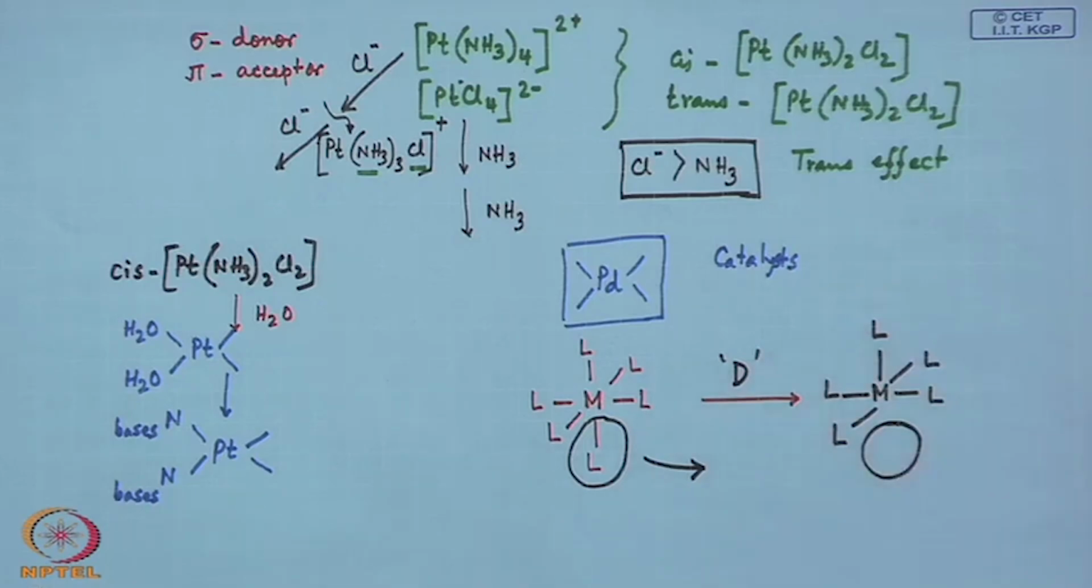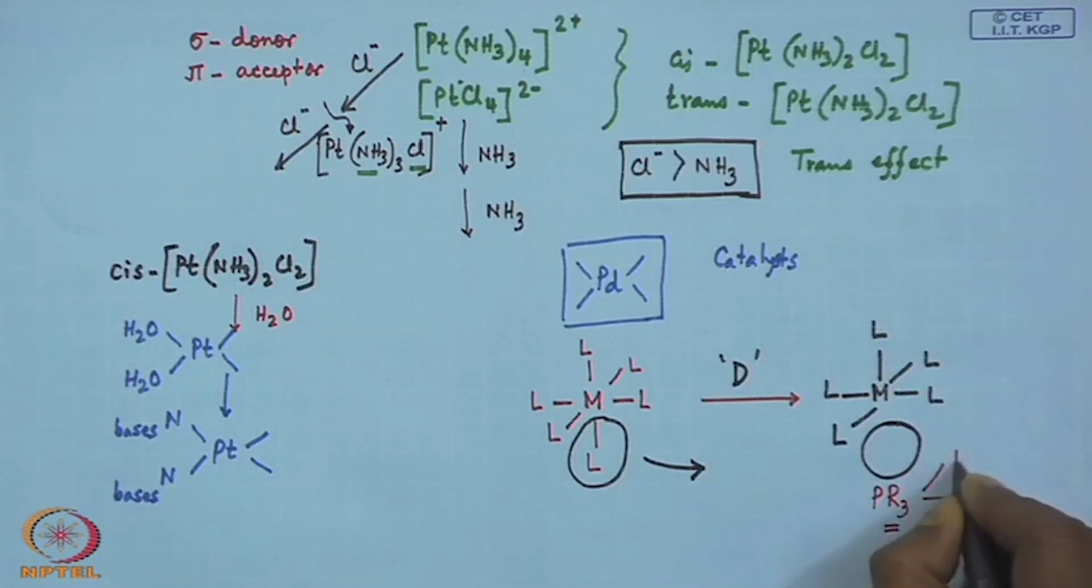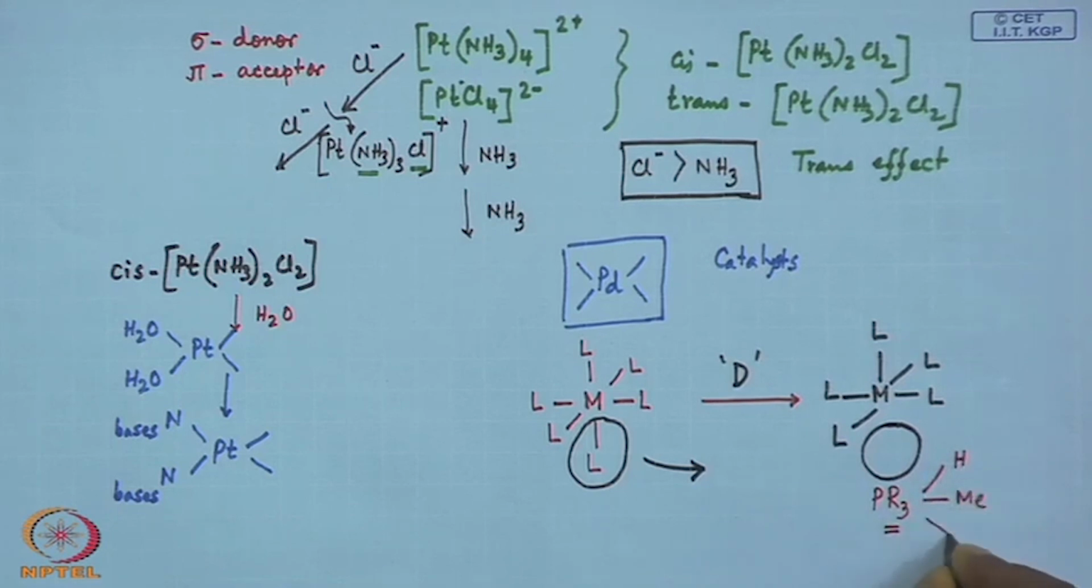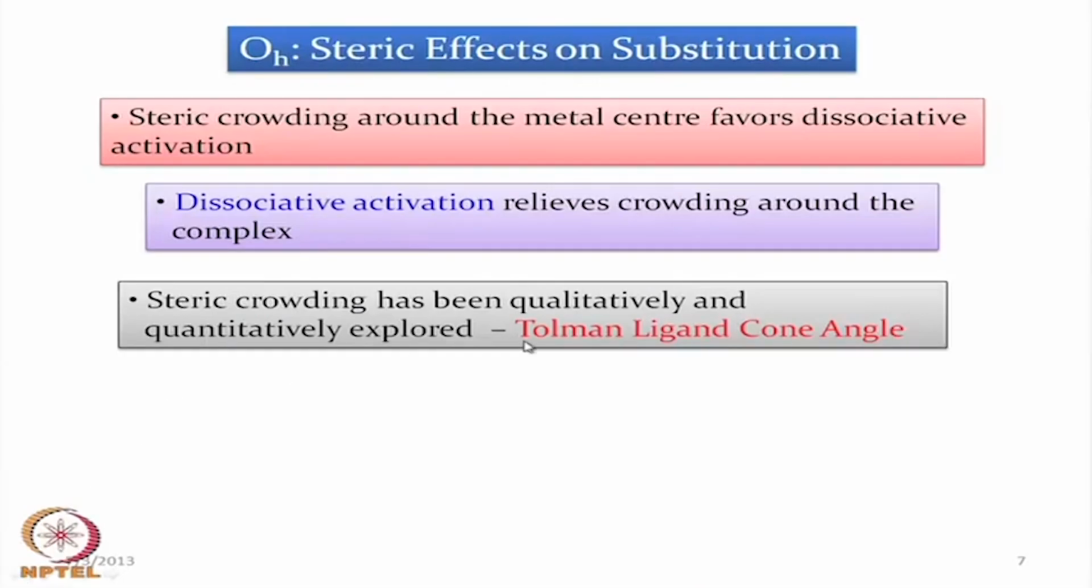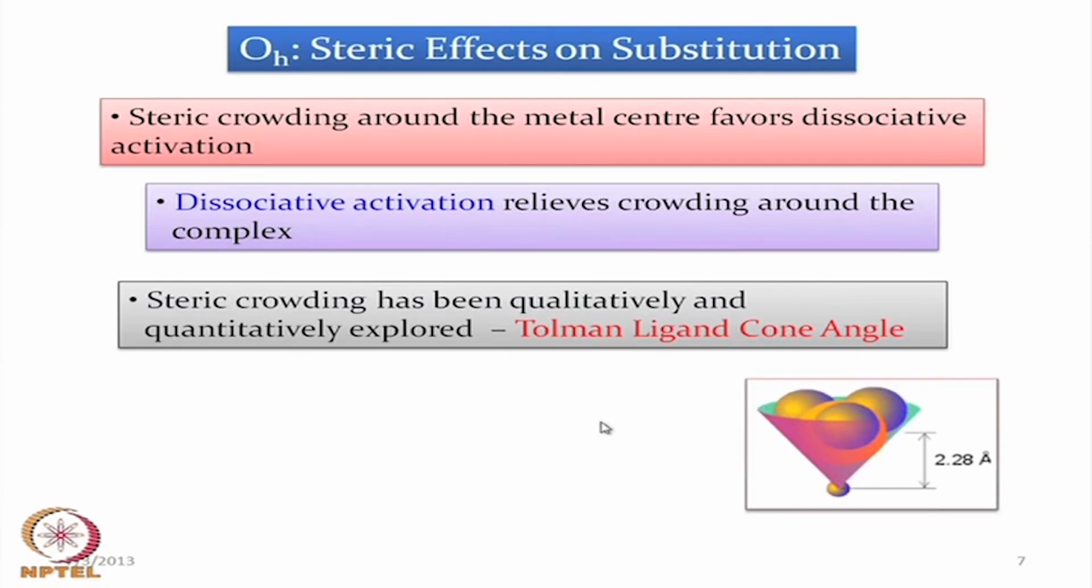So, if these are some good phosphine ligands, we can vary this R from hydrogen to methyl to ethyl to phenyl. We get triphenyl phosphine from phosphine. So, we can explore this with respect to the Tolman ligand cone angle. What is that? It is something Tolman introduced while doing his work in some company, that this is the phosphorus center which is there.